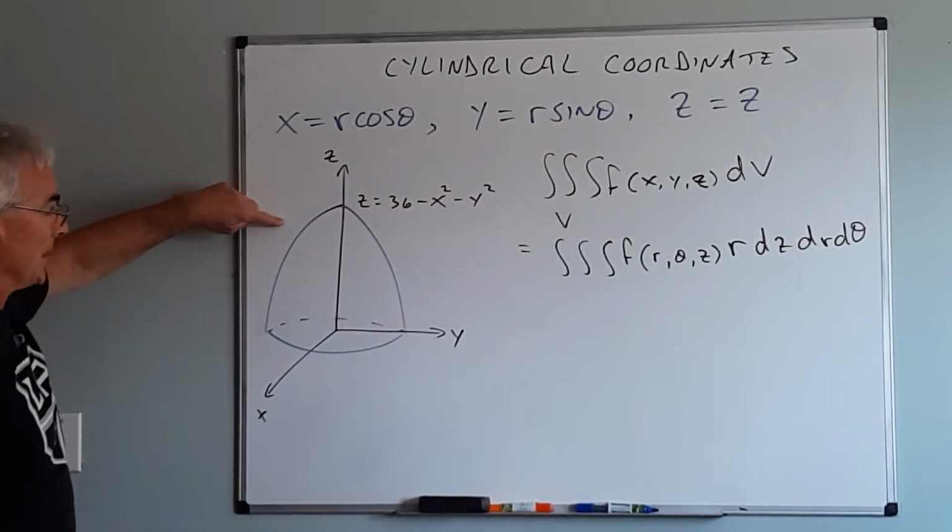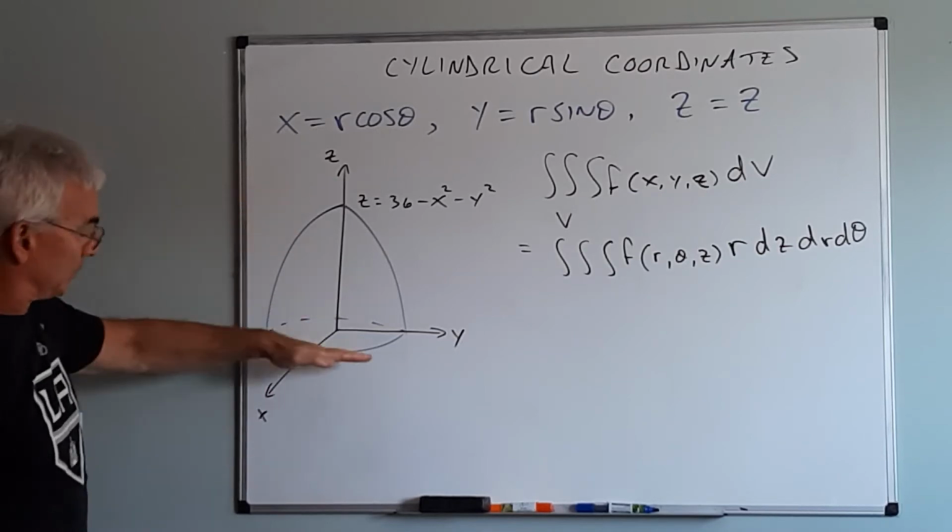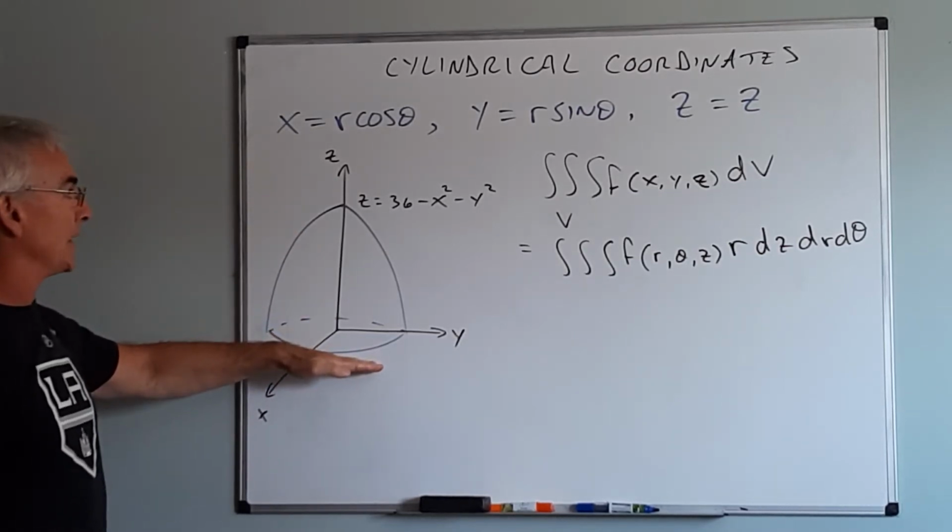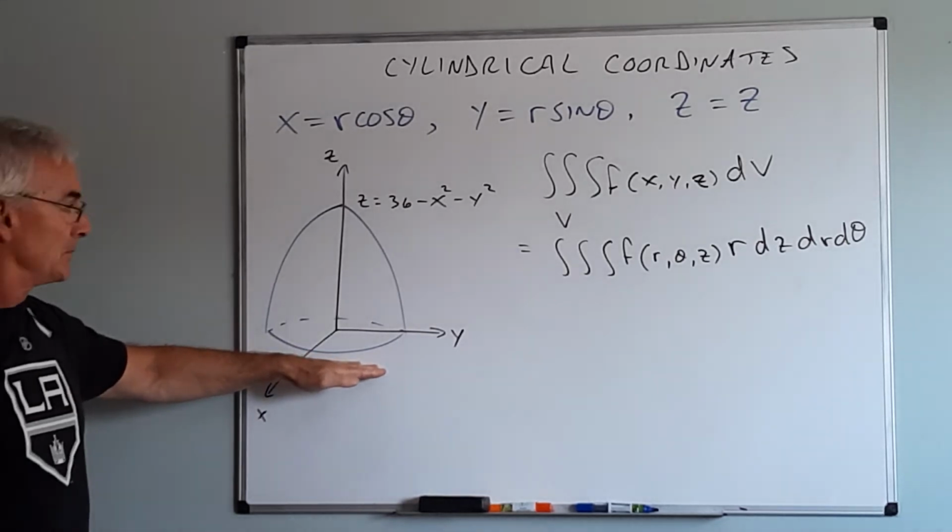Now let's consider the following situation. I have a downwards opening circular paraboloid, and it intersects with the xy plane, and I would like to find the volume bounded by this shape.